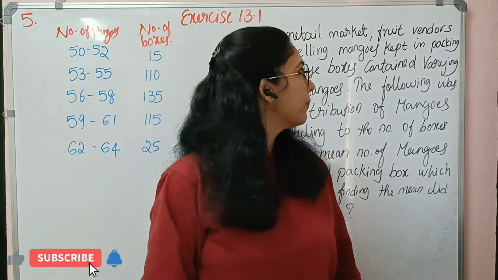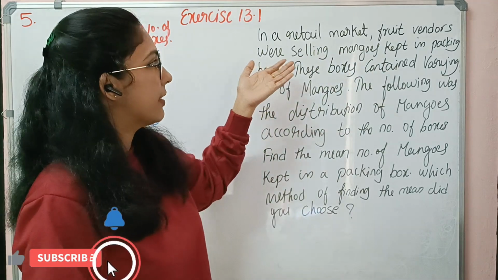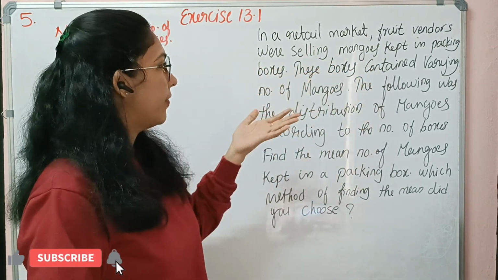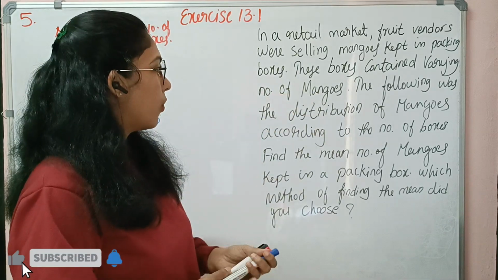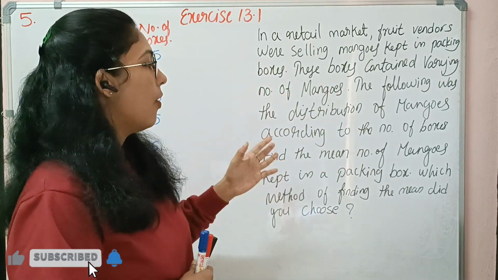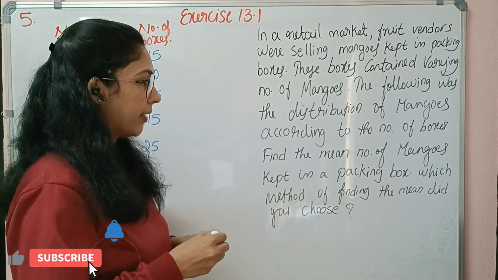13.1 is, in a retail market, fruit vendors were selling mangoes kept in packing boxes. These boxes contain varying number of mangoes. The following was the distribution of mangoes according to the number of boxes. Find the mean number of mangoes kept in a packing box.